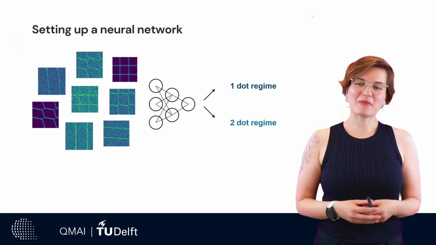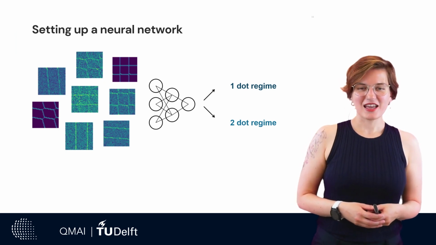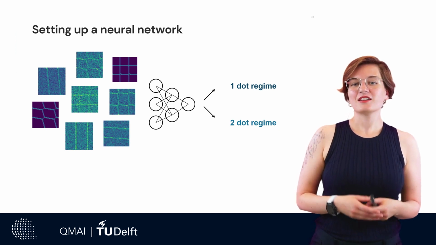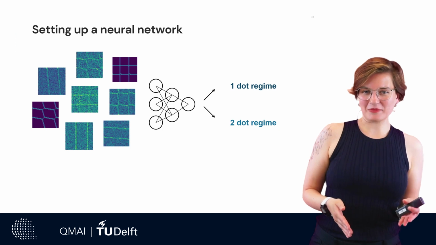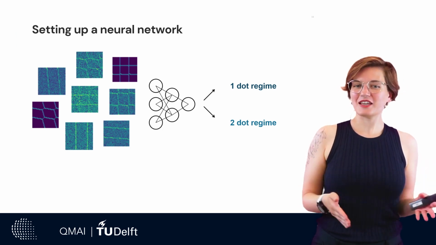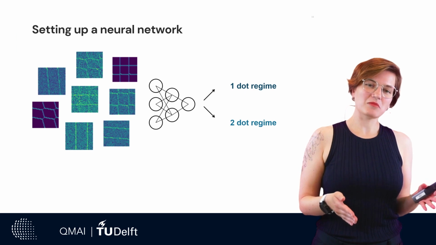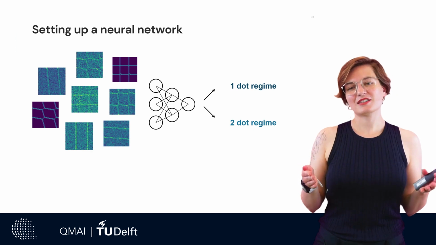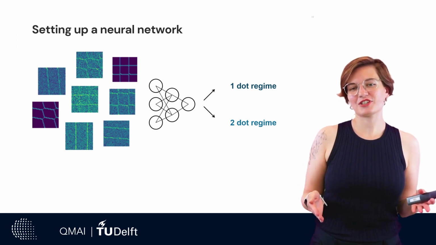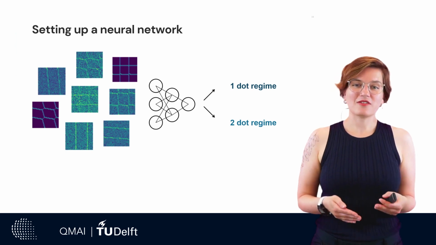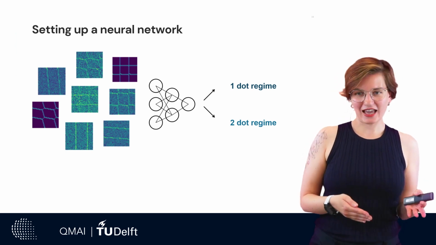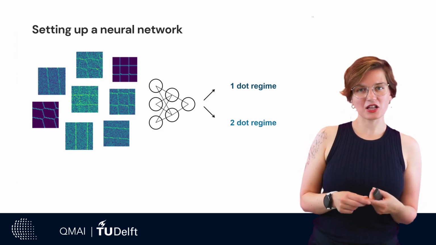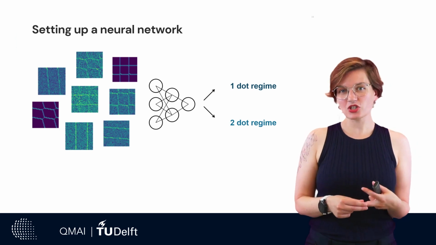With that in mind, it will not be surprising if I replace my Star Wars and Star Trek characters with different types of charge stability diagrams. One will be double dot charge stability diagrams instead of Star Trek, for example, and single dot charge stability diagrams for Star Wars, for example. That way, I have images just like I had before, and I have a binary classification. Am I in a 1-dot regime, single dot charge stability diagram, or am I in a 2-dot regime, double dot charge stability diagram?